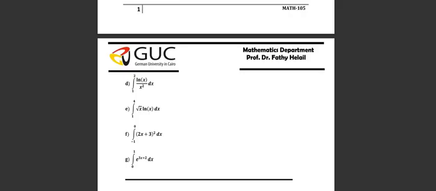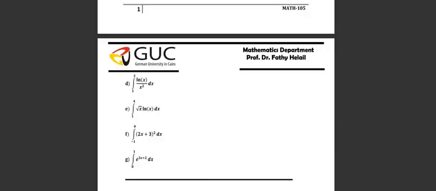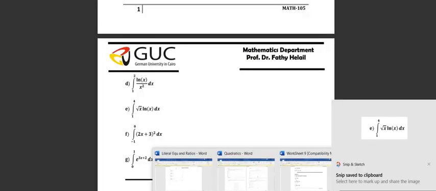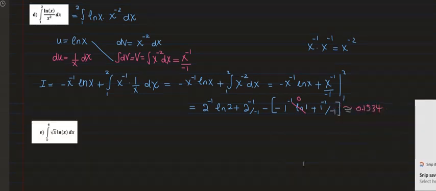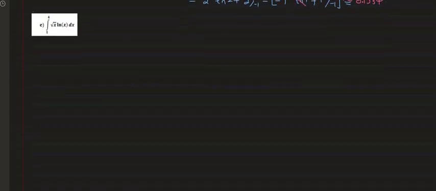Let's move to another exercise. We have here the square root of x times ln x. Let's do it. So here again we have the ln x multiplied by another function. So what we do here, we know that none of them is the derivative of the other. So we go directly in using the by parts.